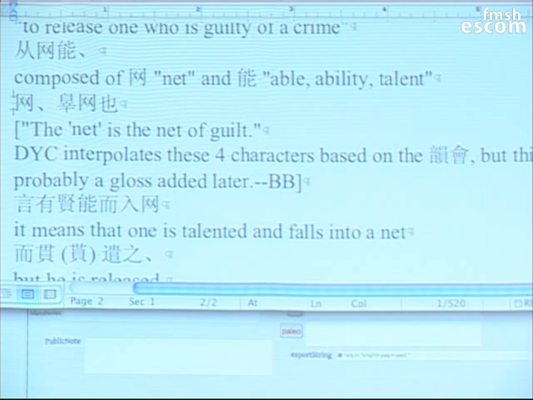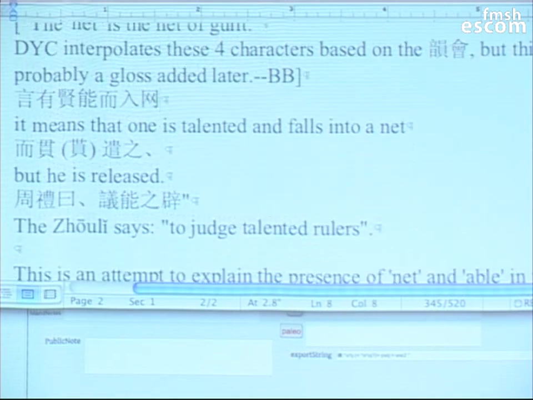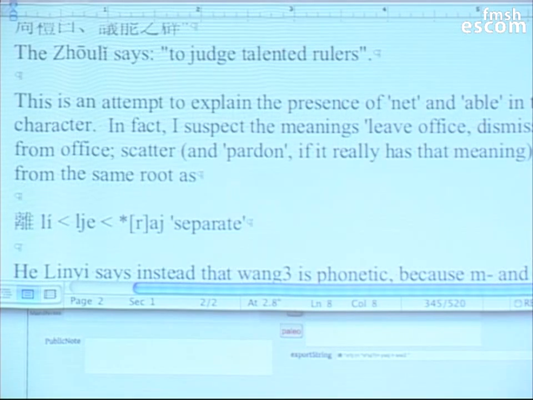Actually, these characters may be an interpolation. Duan Yuzhai puts them in because he finds them in the Yunhui, but it could be simply an explanation of what the Wang is doing there. Yan you xian neng er ru Wang. It means that one is talented but falls into a net. So this is describing the guilty party. Okay, but he is released. And the Zhouli says, yi neng zhi bi, to judge talented rulers, or something like that. So this is an attempt to explain the presence of net and able in the character.